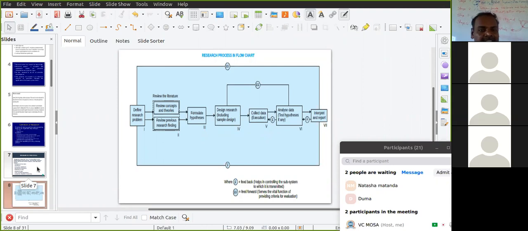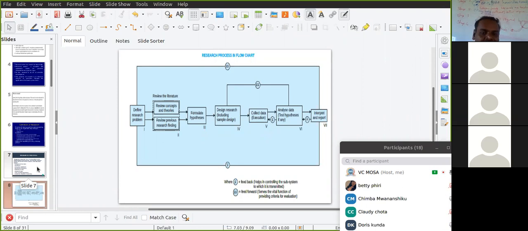Once you set up the research problem, the next step is supposed to be review of literature. The review of literature is about review of the concepts and theories. So when it comes to applied research, you are going to define your concepts, theoretical concepts as well as practical definitions.